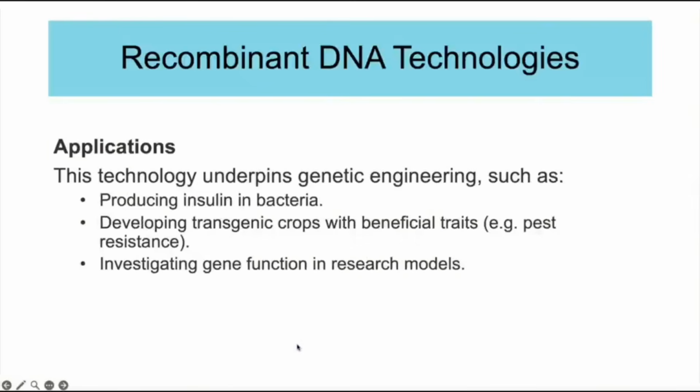The ways that this has been used include producing insulin, for example, taking the human gene for insulin, putting it into bacterial DNA, and then the bacteria will make the human protein for insulin. That has been massively beneficial because bacteria can create large quantities of insulin very rapidly, which can be used to help treat diabetes.